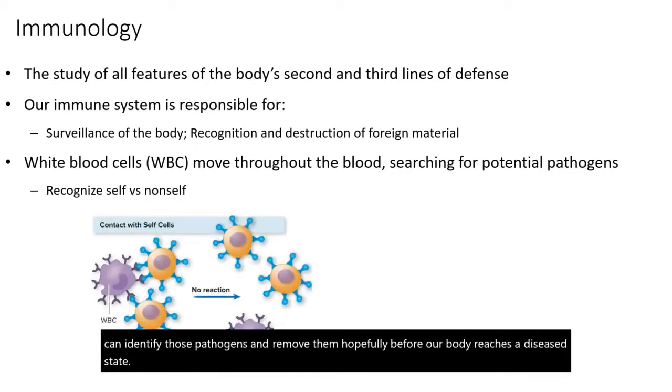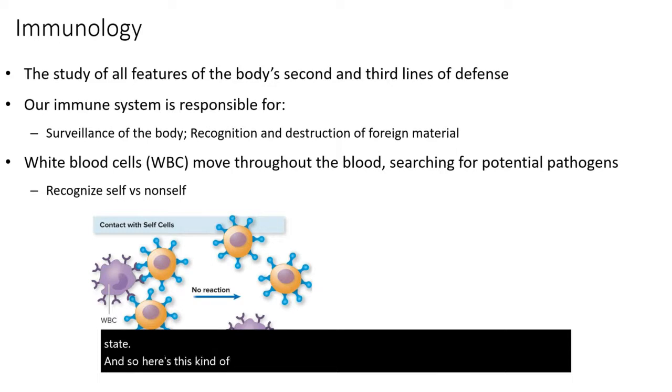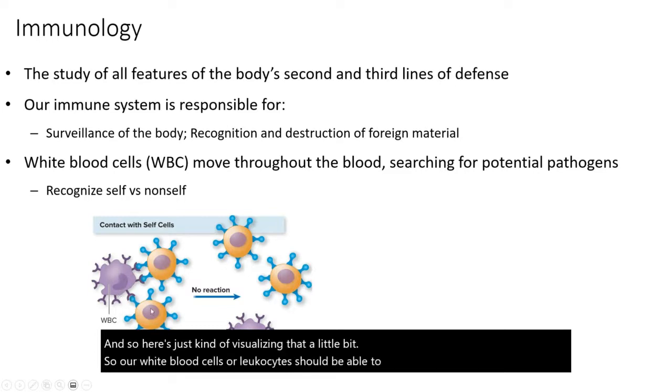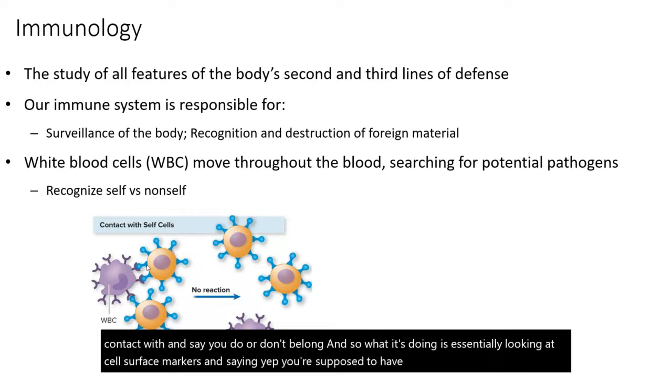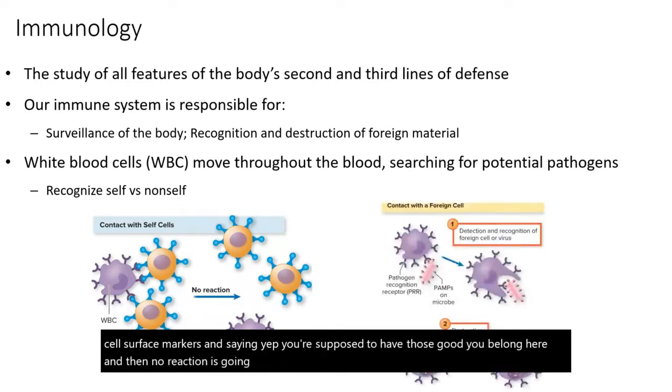Okay, and so here's just kind of visualizing that a little bit. So our white blood cells or leukocytes should be able to detect any cell that it comes into contact with and say, hey, you do or don't belong. And so what it's doing is essentially looking at cell surface markers and saying, oh, yep, you're supposed to have those. Good, you belong here. And so then no reaction is going to happen.